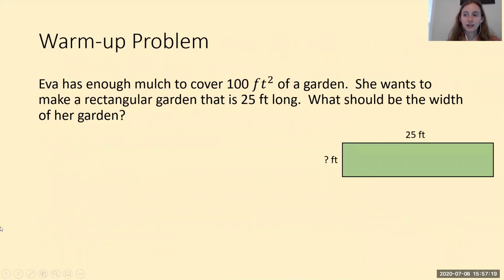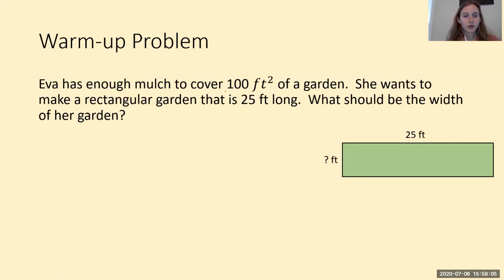And we're going to start with a little warm-up problem today. If you have reviewed those previous geometry lessons, this problem might look familiar to you because I just grabbed it straight out of one of those lessons. So it says, Eva has enough mulch to cover 100 square feet of a garden. She wants to make a rectangular garden that is 25 feet long. What should be the width of her garden? And then I've got a little picture there for you as well. So I would pause the video here and give this a try, and then when you're ready, start the video back up and we will go through it together.